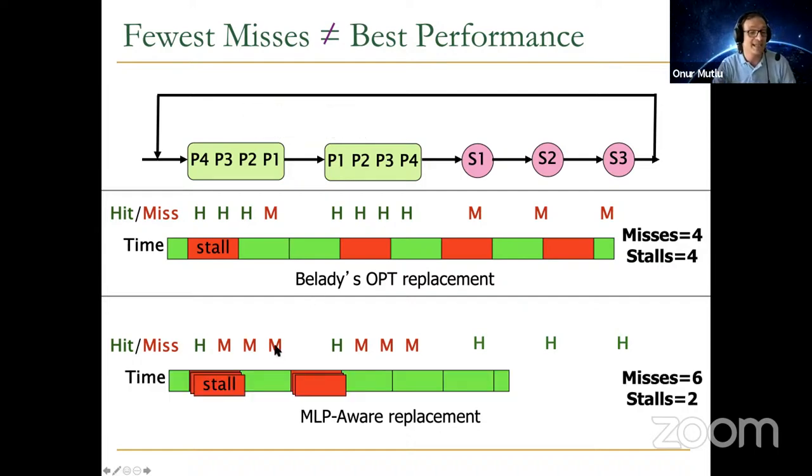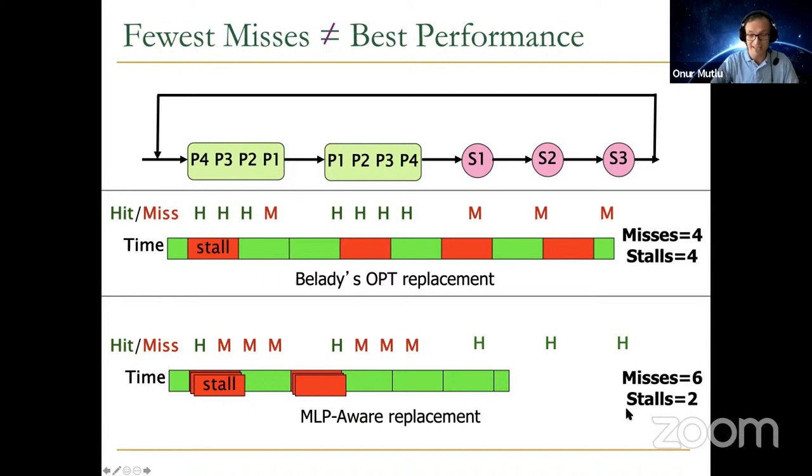Basically, in the steady state here, you get 6 misses, but 2 stalls because these misses are overlapped. Basically, you kept the costly isolated misses inside the cache. That's why you get fewer stalls. You get fewer stalls because these different misses, these 3 misses, are serviced in parallel. These 3 misses are also serviced in parallel. Even though you get higher miss rate, higher miss count compared to the optimal policy that minimizes the miss rate, you get lower stalls.